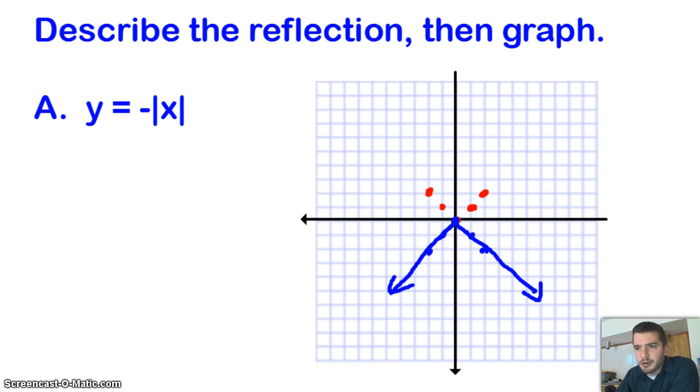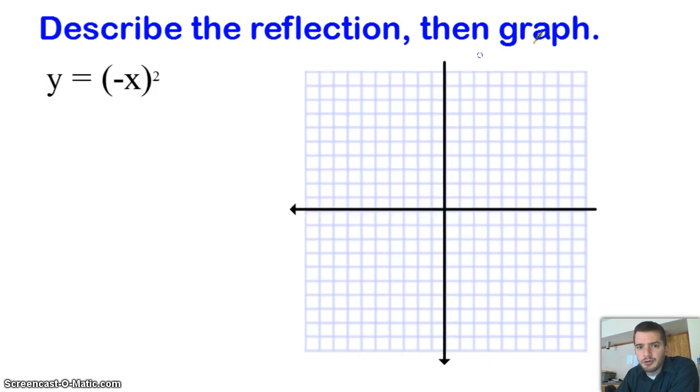Okay, I'll try to do 2 more real fast. Again, here we've got a negative inside, so it's going to actually flip over the y. But here's a parent graph. The weird thing about this one, guys, is that when you flip it over the y-axis, you see that it's actually the same on both sides. So we can just draw this again.